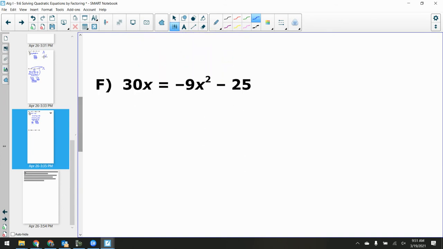Now, this is a case where I would take the time to move everything to the left. You want to know why, rather than moving the 30x over to the right? Why would I want to move everything over to the left side instead? Because they're both negative. And I'm going to end up adding both of those things over to the other side to make everything positive.